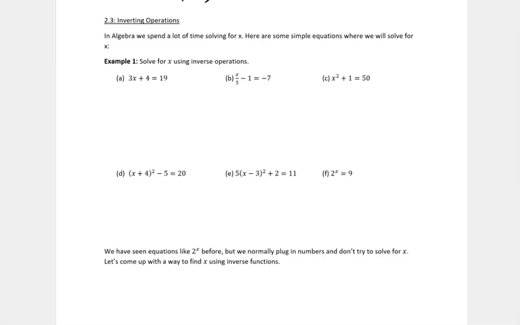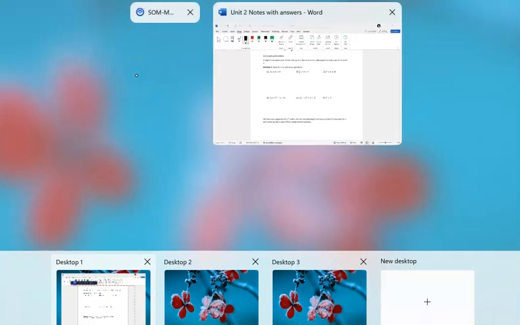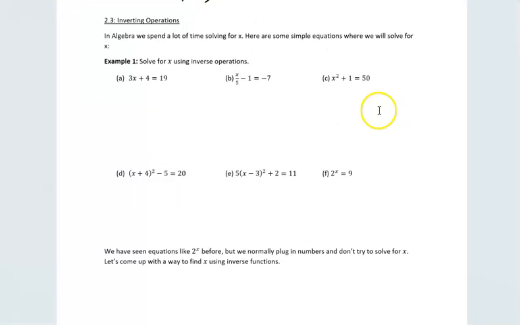In example 1, we're just going to do all these problems. So we're solving for x. So we will subtract 4 from both sides. So 3x equals 15, divide by 3, and x equals 5. Done. Let's do another one.